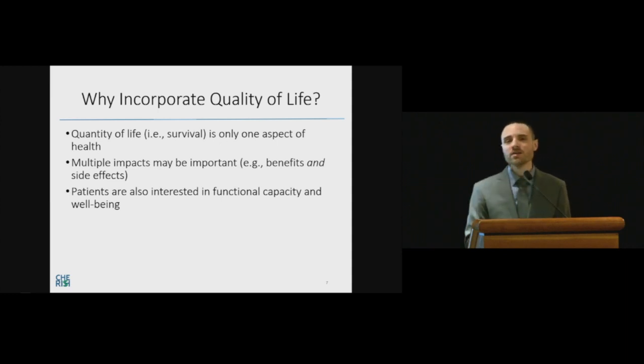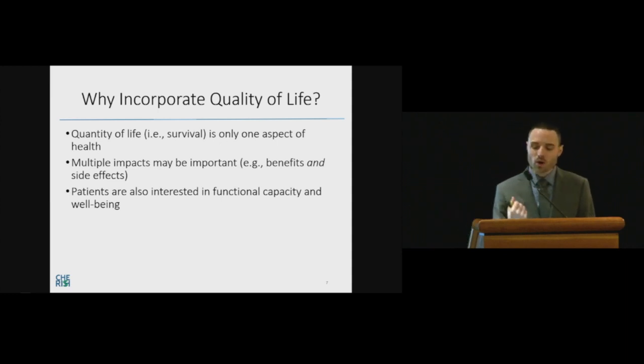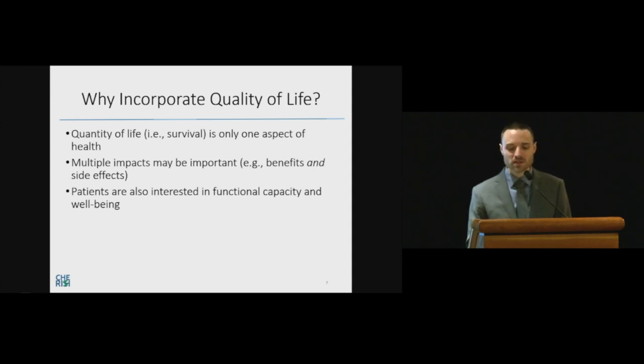Okay, so then why incorporate quality of life? Well, quantity of life, as we just discussed, is really only one aspect of health. Okay, there's multiple impacts that may be important. So we're talking about the benefits and side effects associated with an intervention, for example, and just that wide range of effects that we want to capture. So quality of life is increasingly becoming an important health outcome for consideration, right? And ideally something that we would want to incorporate into any measure of effectiveness that we're using. And patients are also interested in functional capacity and well-being, as they should be.